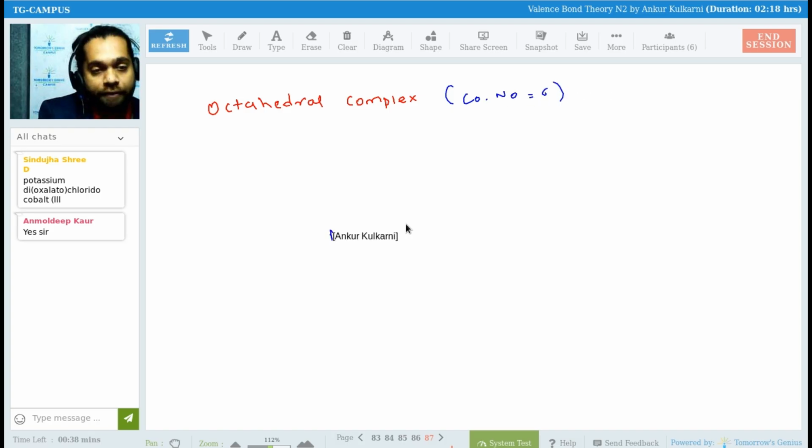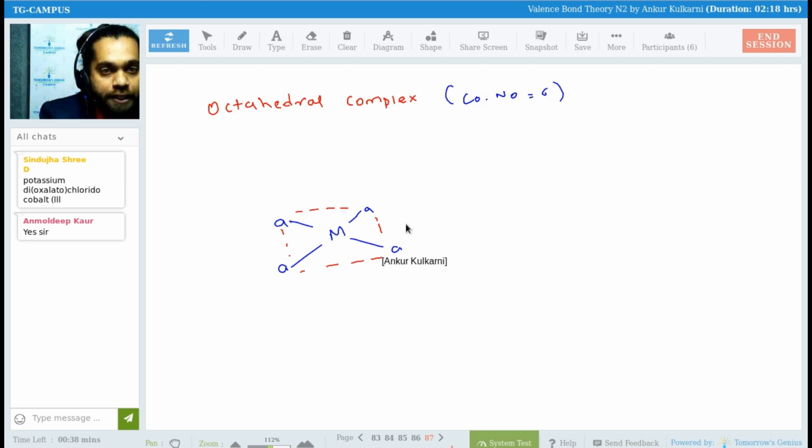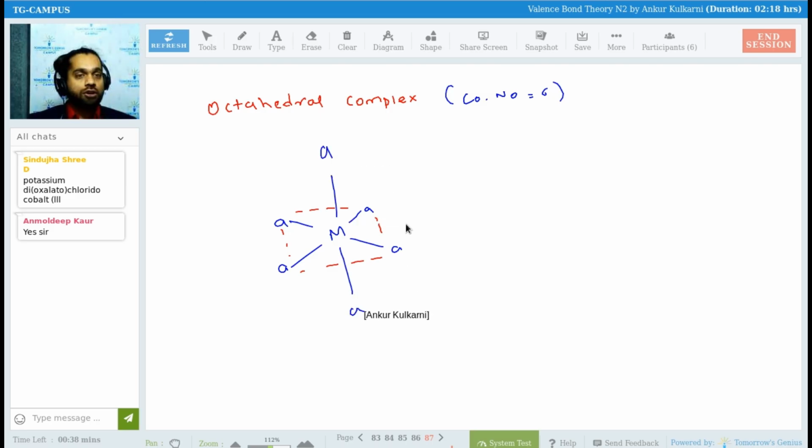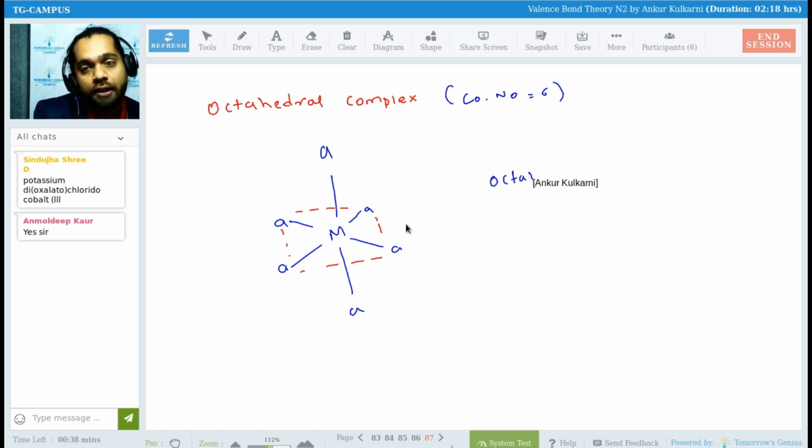It forms 6 bonds. How? Look over here. We have a metal. We have a ligand, let us say A. So this becomes a square planar. And we have, let us say, A at the top, A at the bottom. This is octahedral. So the metal coordination number, Jason, is 6, not 8.